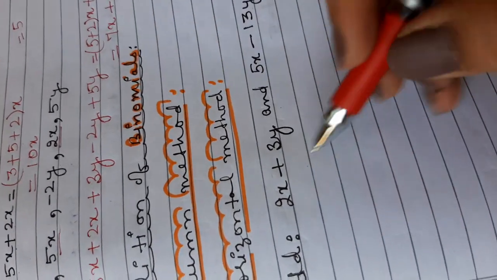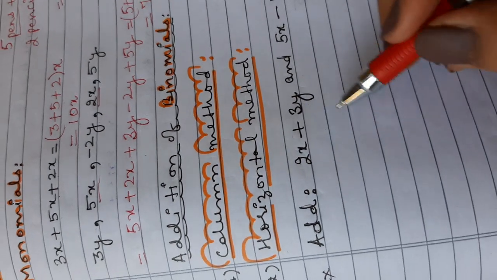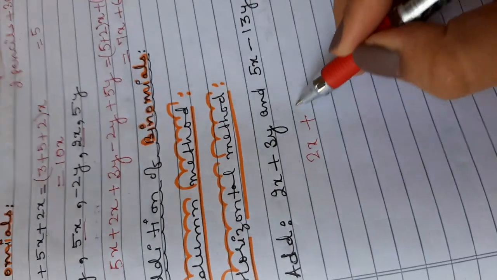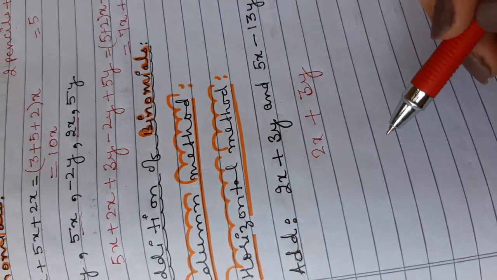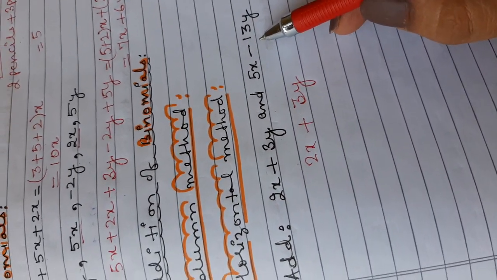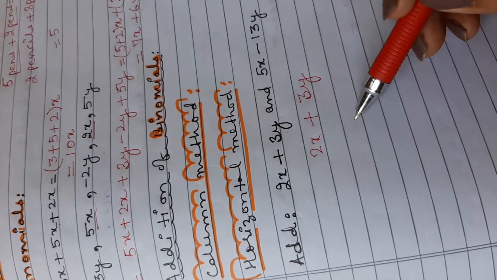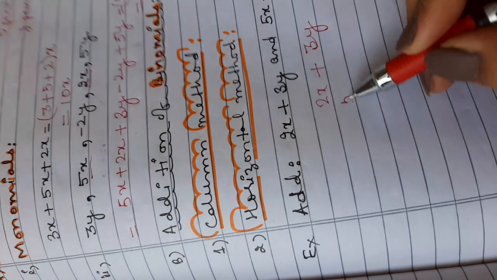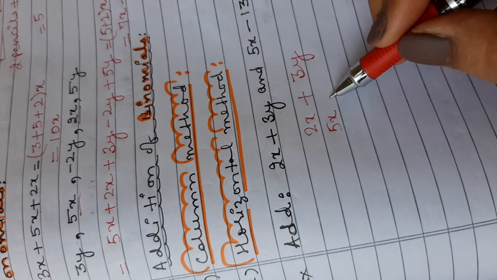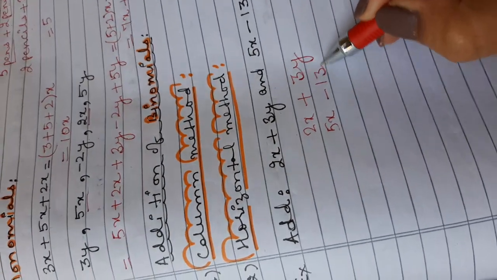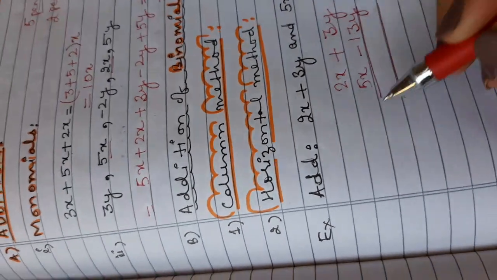That means we have to write the like terms below each other. First write the first one, 2x plus 3y. Write it like this. Now write the like terms along with their signs. Do remember, along with their signs, arrange them one below the other. 5x is going to come here, and minus 13y along with its sign. So consider the sign also, minus 13y, y will be written under this. Okay, now add them.